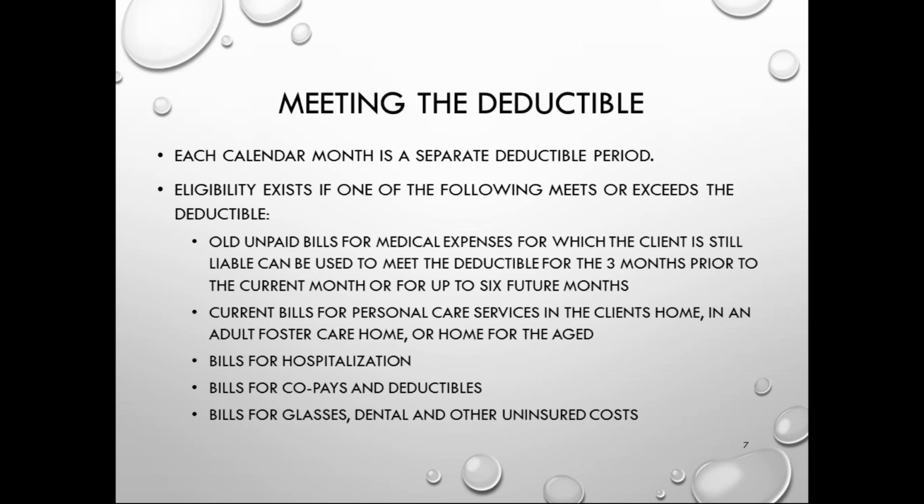So each calendar month is a separate deductible month. And eligibility exists if one of the following meets or exceeds the deductible. So really we're looking for medical bills or long-term care bills. And they can be old unpaid bills for medical expenses for which the client is still liable. As long as it just has to be an active bill, meaning that the provider didn't write it off. So if they're still getting billed each month, now they can't double dip. They can't use a bill more than once. But if they've never used a bill to meet the deductible before, they can use old unpaid bills.